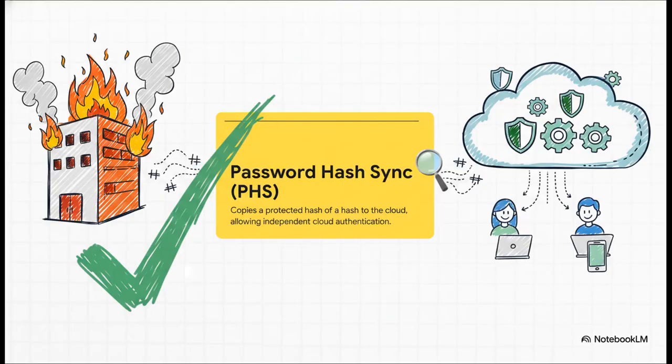First up, we've got password hash sync, or PHS. This method securely copies a hash of your users' passwords. Technically, it's an irreversible hash of a hash, straight up to the cloud. With PHS, if your on-prem data center completely burns to the ground, your users can still log into Microsoft 365. Why? Because the cloud already has everything it needs to verify them completely independently of your local servers.